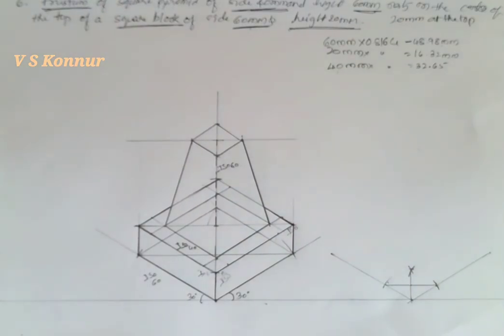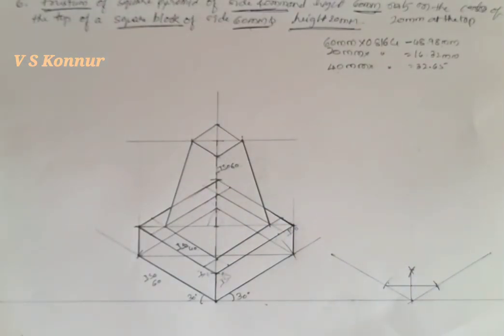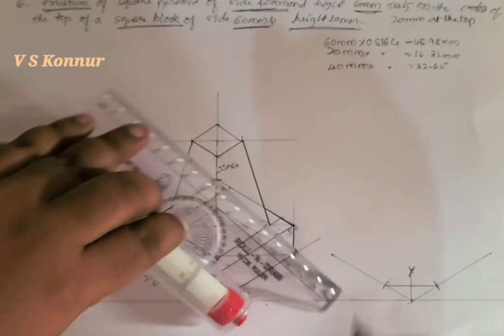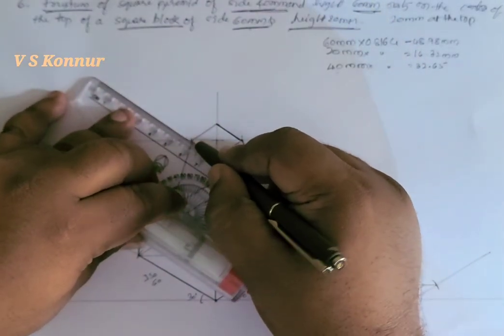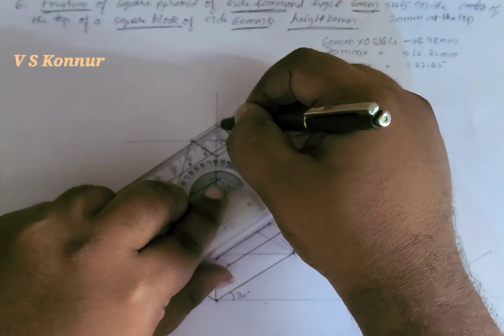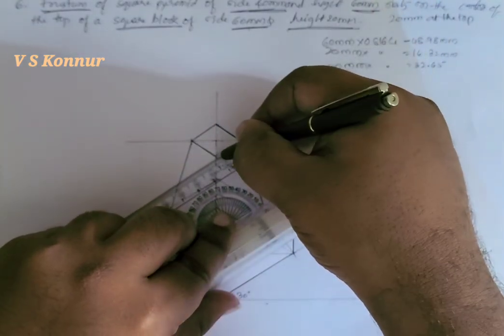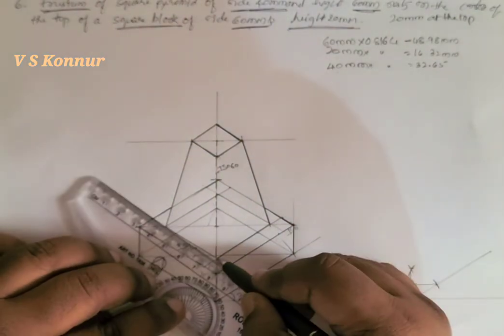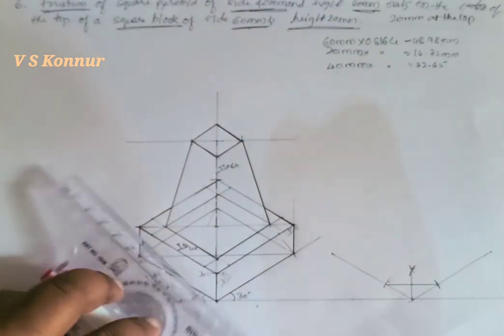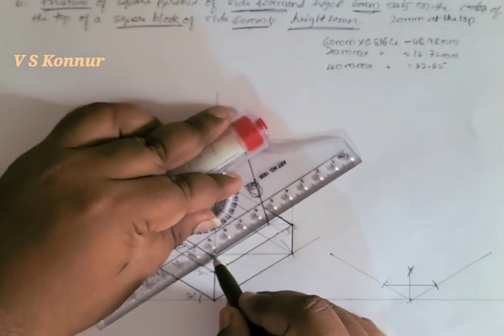So this is the construction where a frustum of a square pyramid is resting at the center of the top of the square block of isometric 20 mm. The frustum has a 60 mm height, 20 mm at the top, and 40 mm at the bottom. So we have to make this dark. A small variation will be there, that is scale error.